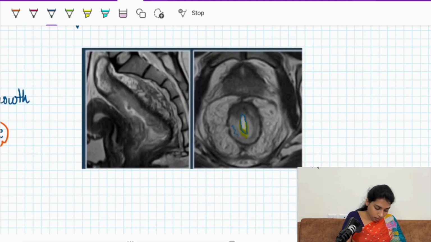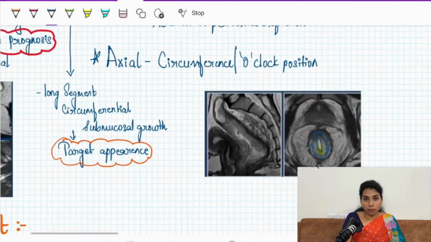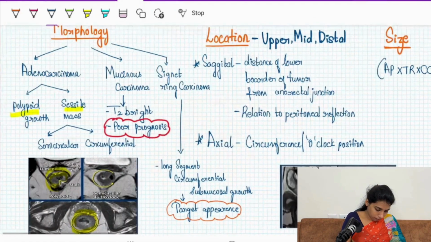However, in the submucosa, we can see this is the mass. This is what I mean to tell, that it is a pure submucosal mass. The mucosa is very smooth. It is not irregular in a signet cell carcinoma, but however, it has the worst prognosis. And this appearance where you're seeing a smooth mucosa with a submucosal growth is called a target appearance for a signet ring carcinoma. Now, moving forward.